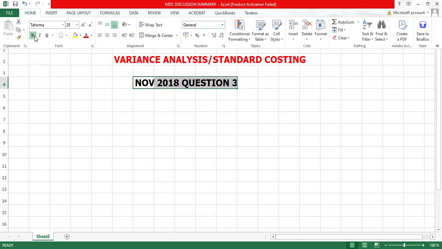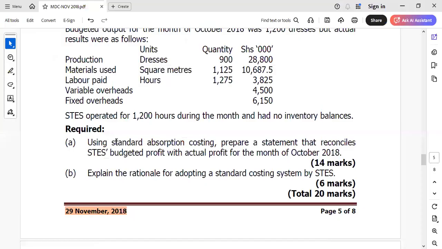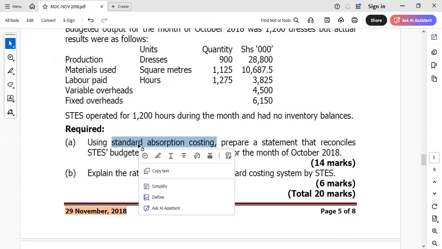Required part, they are telling us that we use standard absorption costing. This is not marginal costing. It is absorption costing. There is a difference, and I'm going to tell you where there is a difference.